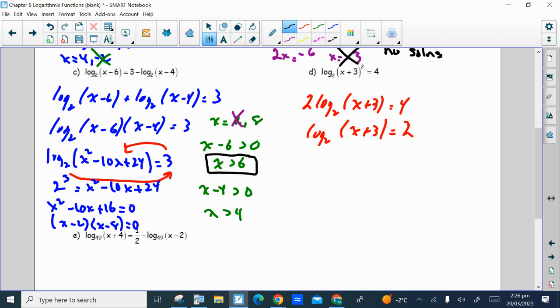And once again, I will convert from logarithmic to exponential. So 2 to the power 2 will equal x plus 3. 2 squared is 4. So that gives us x equals negative 1. Sorry, positive 1.